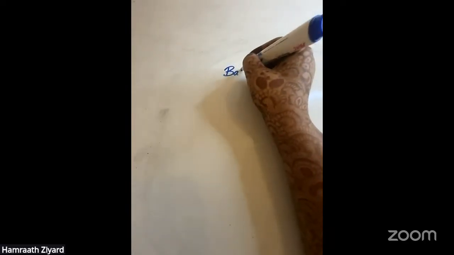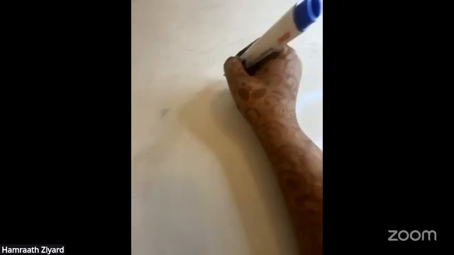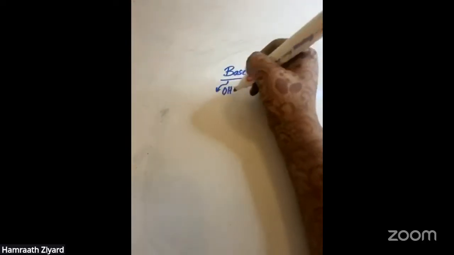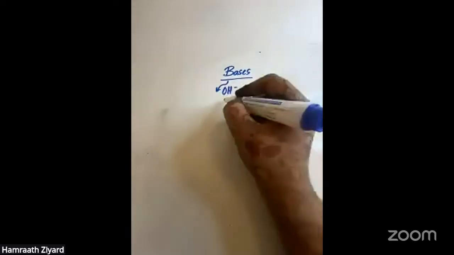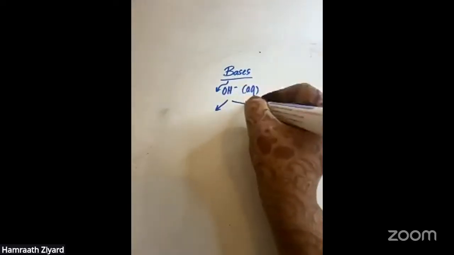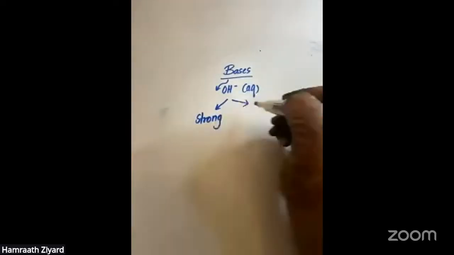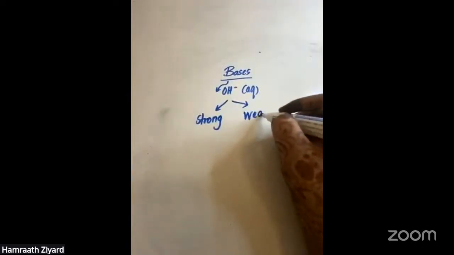Okay, listen to me. When you talk about the bases, they will release OH minus ion into the aqueous medium. That's the speciality of the bases. If I take the bases, there are two types of bases. One, you have the strong bases, and another one, you have the weak bases.